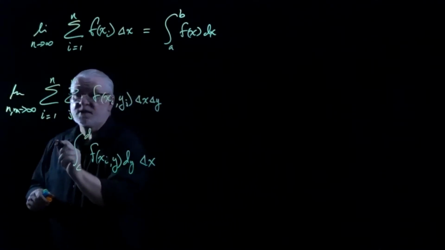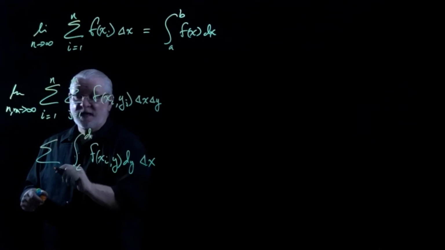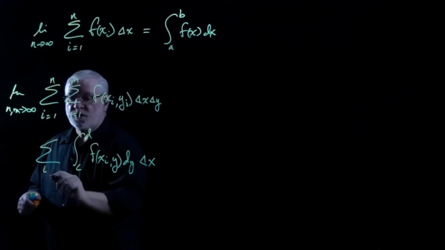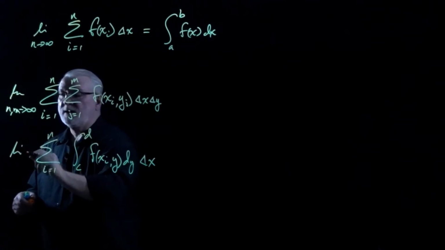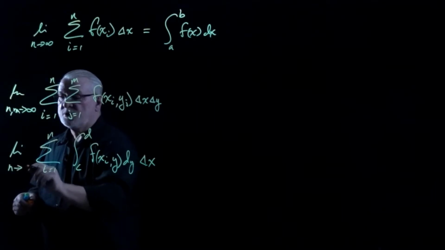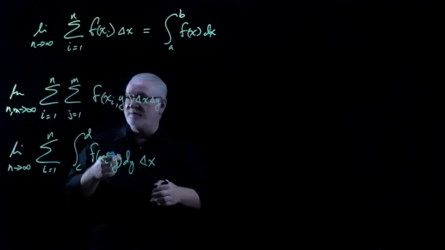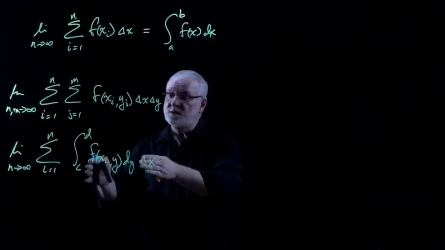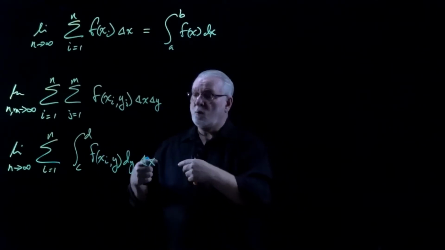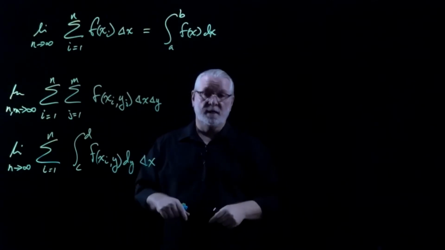We still need the summation out front that takes care of the i values. So that's i equals 1 to n, and I still want the limit of this as n approaches infinity. So in essence, I've evaluated the sum over m, and that's turned into an integral in y with respect to y, where x is held constant.